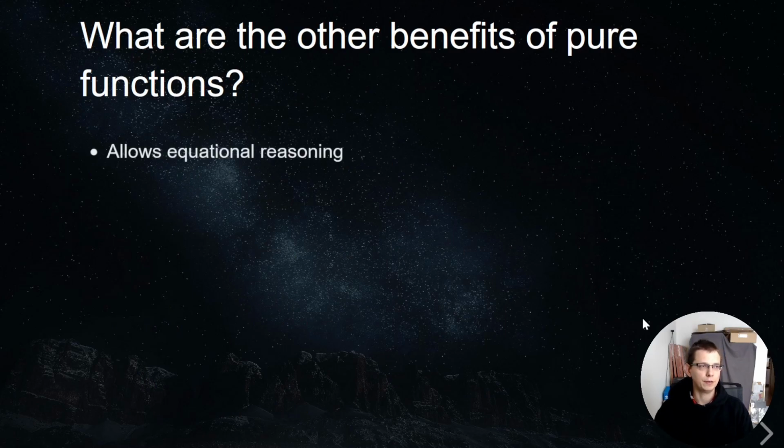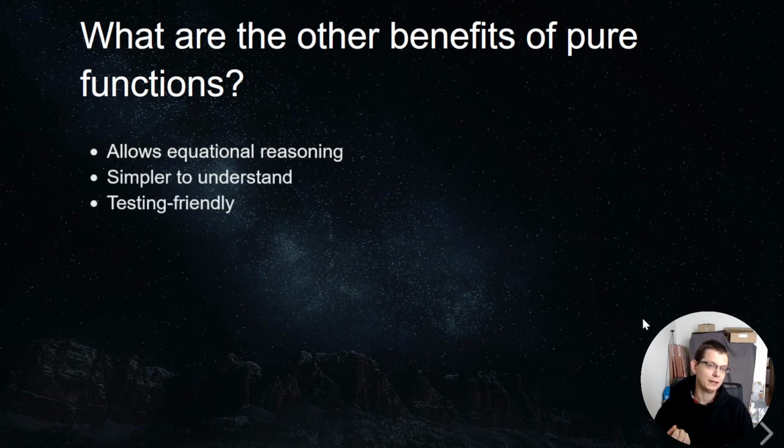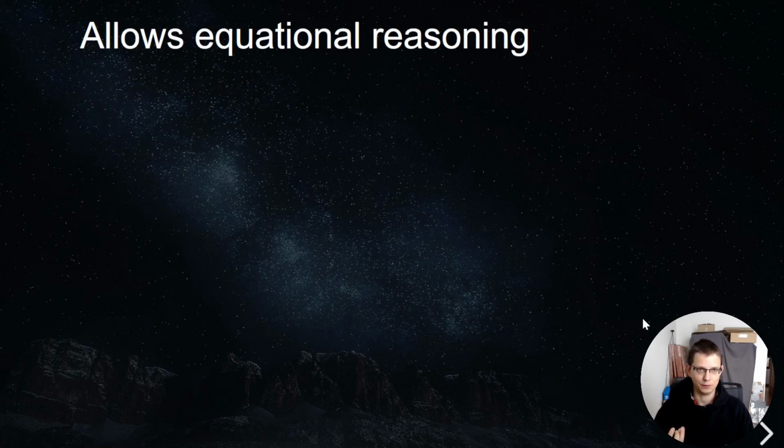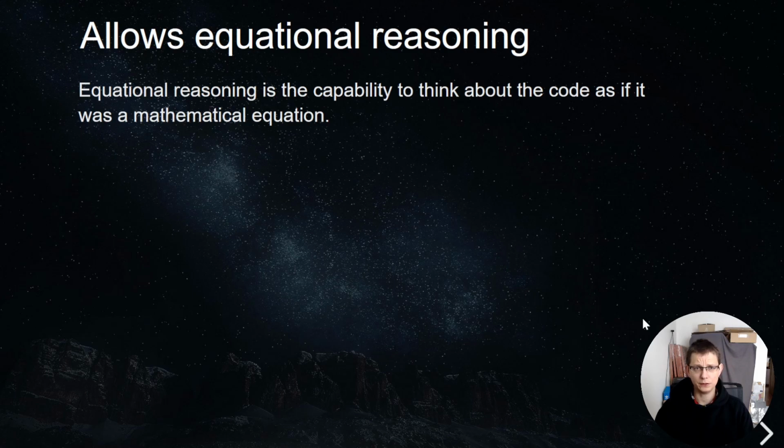So what are the other benefits? Pure functions also allow equational reasoning. They are simpler to understand, they are testing friendly, caching friendly, multi-threading friendly. Let's go into the details of each of these. So what does allows equational reasoning mean? Equational reasoning is the capability to think about the code as if it was a mathematical equation.